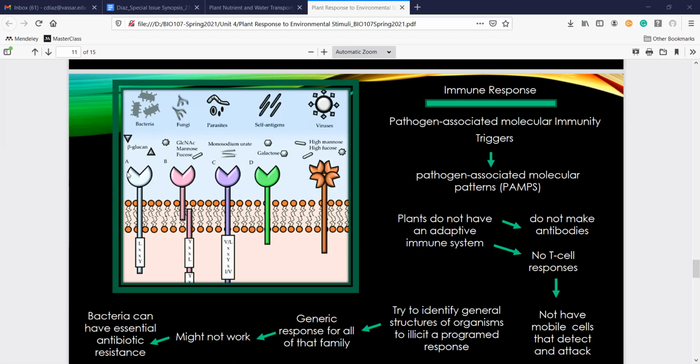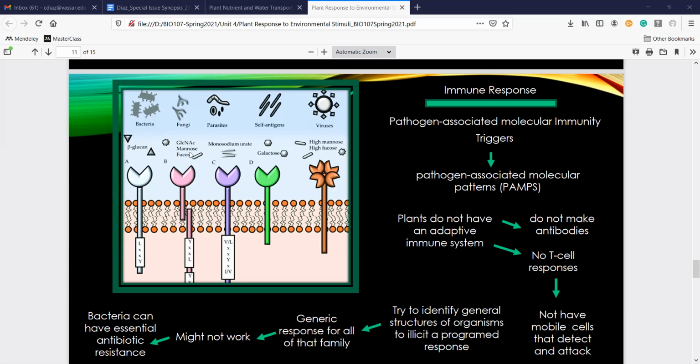adaptive immune system response. It's not really an antibody, but it is specific proteins that help break down cell walls of bacteria, cell walls of fungi. But it's a very general response, right? So you can have a bacteria or a fungi that has evolved a resistance to this, right?